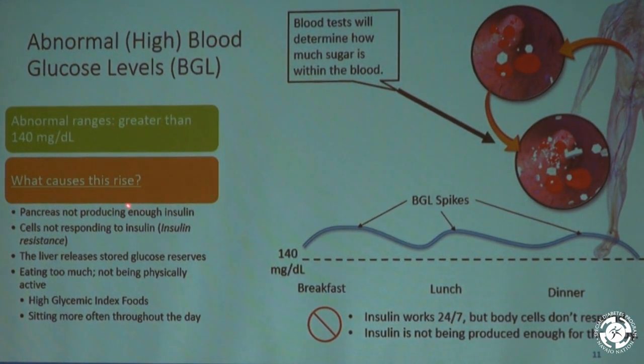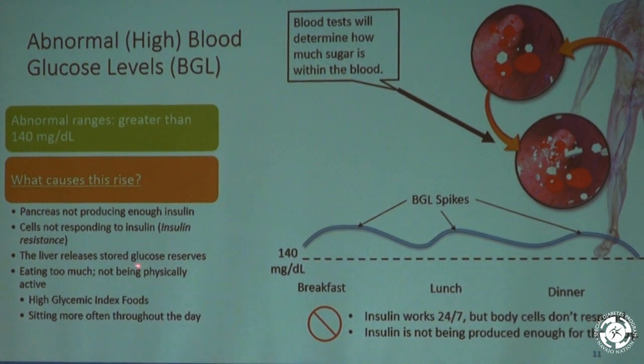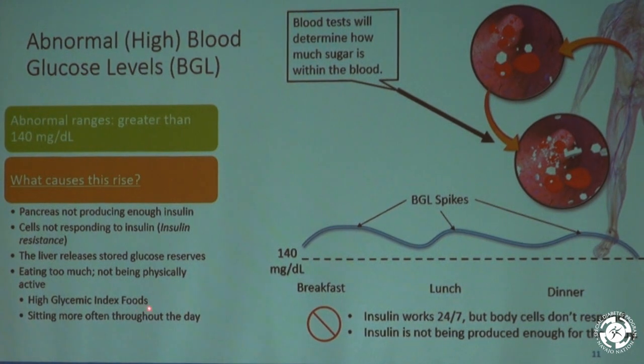So what causes this rise? So basically the pancreas is not producing enough insulin. The cells are not responding to insulin, so this is called insulin resistance. And then the liver releases stored glucose reserves. Eating too much and not being physically active, and then a high glycemic index, where they're eating more foods that are higher in the glycemic index. And then also sitting more often throughout the day. So these are some of the things here that can cause the abnormal ranges greater than 140.